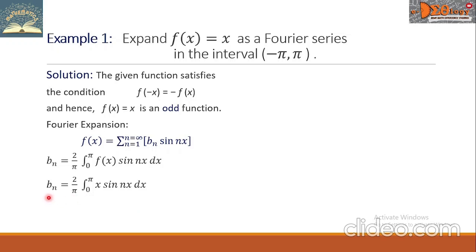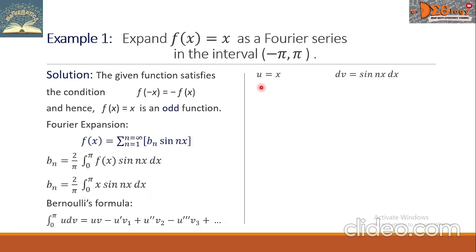Remember, when we solve for b sub n, we are using the Bernoulli's formula, and this is the formula for that. Then we will collect the u and dv respectively. The u equals the function x, while the dv is the sine nx dx. For the function u, we will differentiate continuously till it reaches 0. So u prime is equal to 1, u double prime equals 0, then we stop. For the dv, we're going to integrate up to this level where the derivative equals 0.